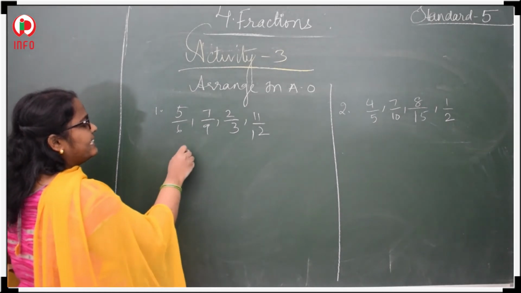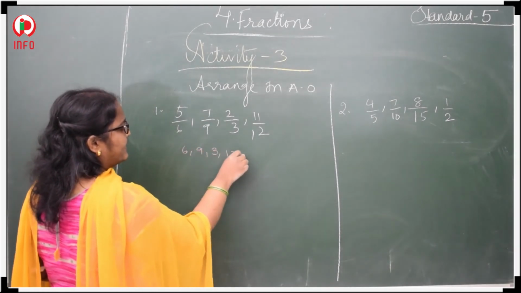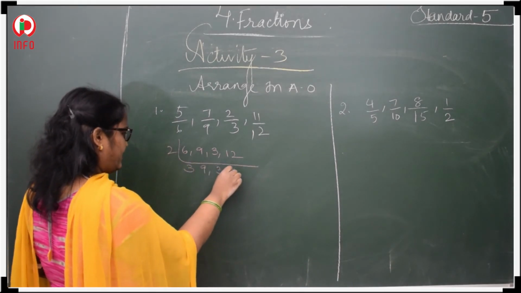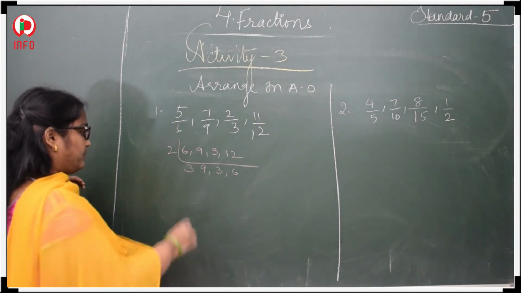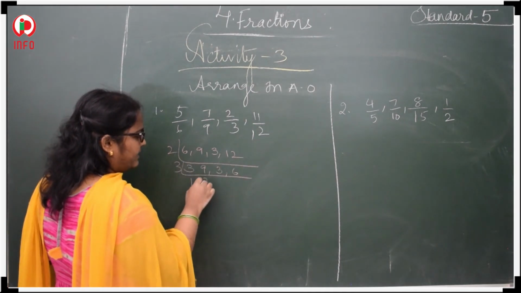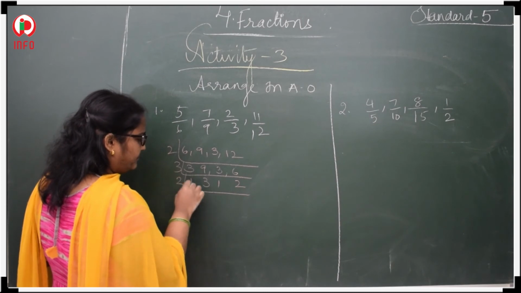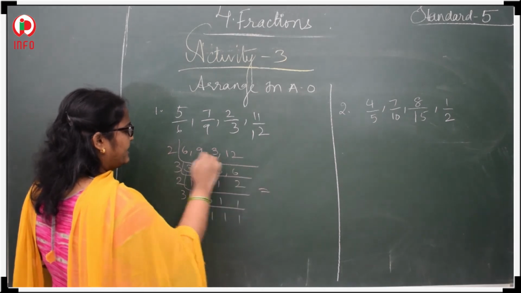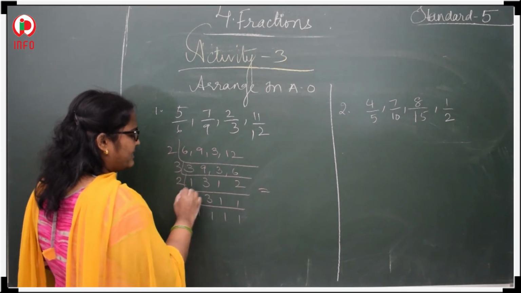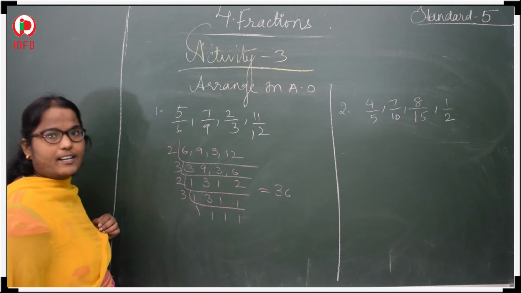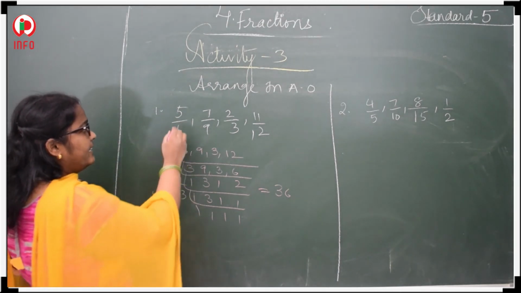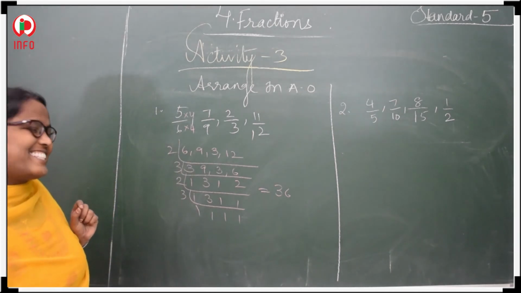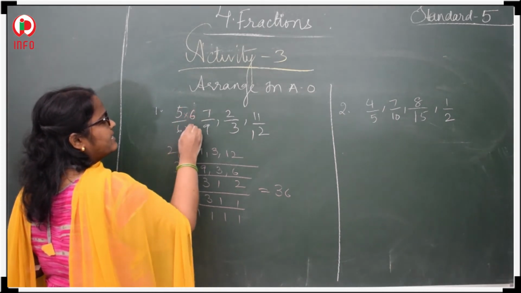So we need to go with the LCM. Okay, guys? 2 3s are 6, 2 6s are 12. 3 1s are 3. So what is the LCM? 2 2s are 4, 4 3s are 12, 12 3s are 36. So I should multiply by 4. Because 6 4s are 24. No, 6 6s are 36. So I should multiply by 6.